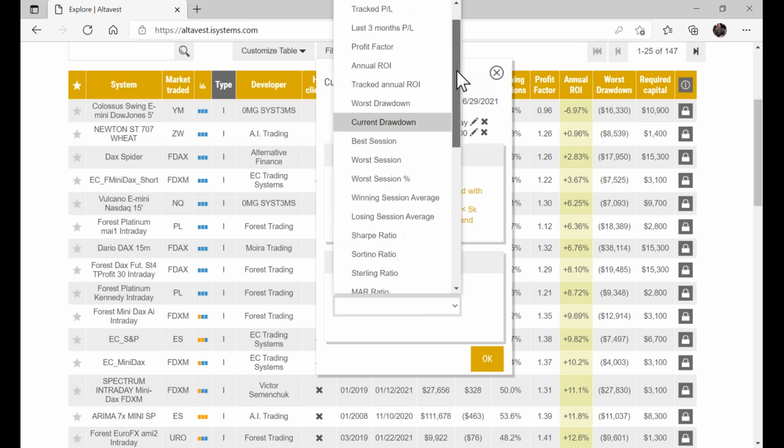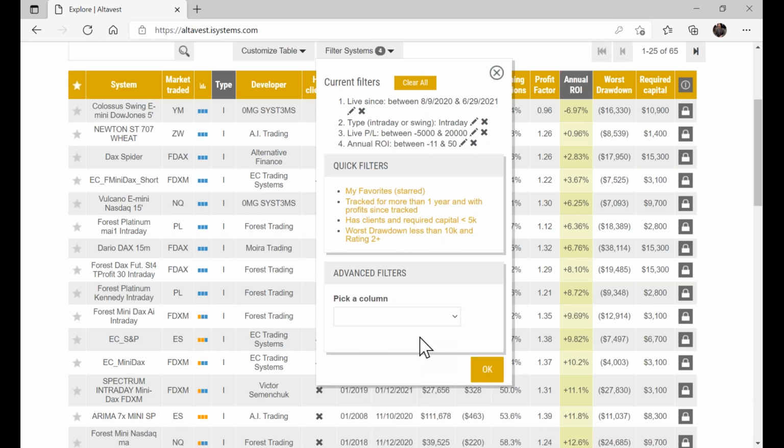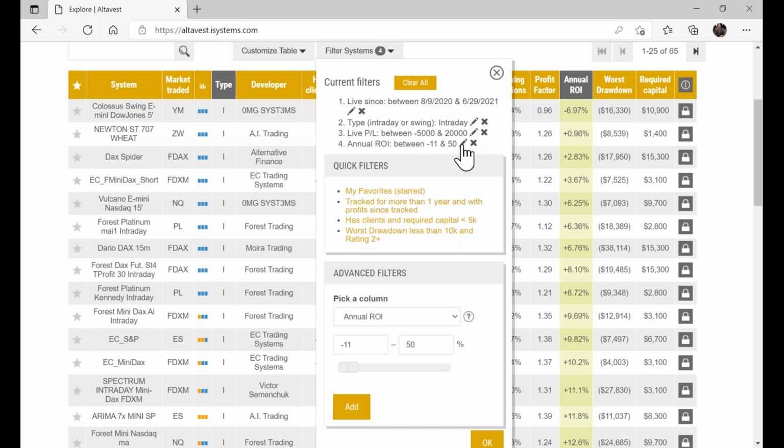How about annualized ROI? Something like maybe down negative 11% up to maybe positive 50%. And that will capture all those systems. So you can see here when I'm done with the filters I want, you can also then choose to edit any of them just by clicking on that pencil, or you can just close them out and add new filters by clicking that X.